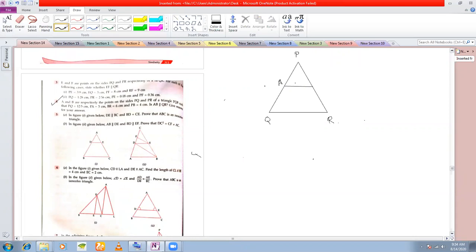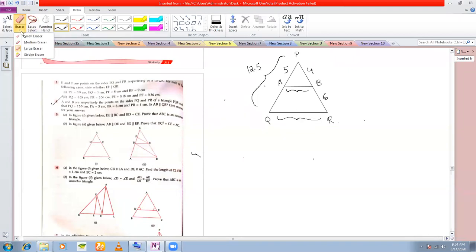So A and B, let's call this A, let's call this B, such that PQ is 12.5. So this length is given to you as 12.5. PA is 5, so this is given to you as 5. BR is 6, this is given to you as 6, and PB is 4. The question is, is AB parallel to QR? Is this line parallel to this line? That is the question.